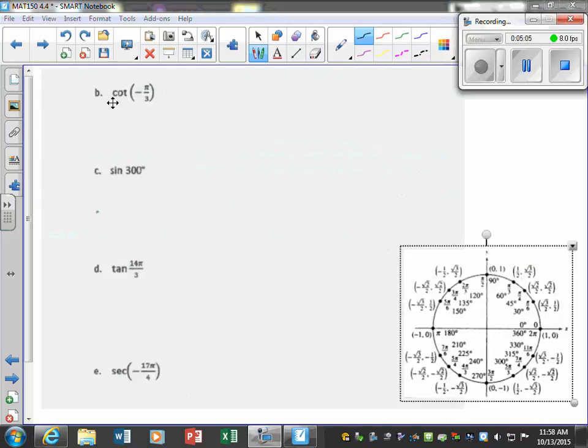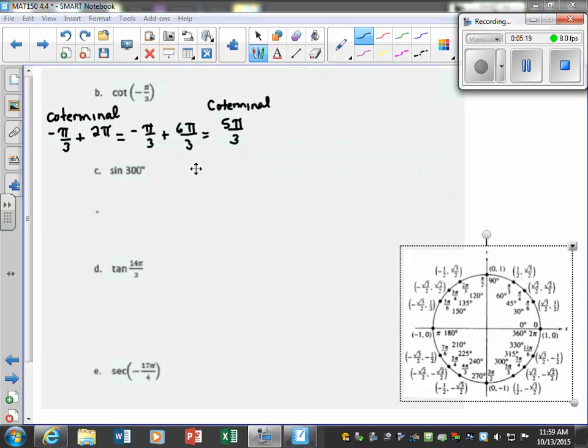Okay, so cotangent of negative pi over 3. First of all, is this on the unit circle? No, so this means we need to find coterminal. So pause it, find coterminal. Okay, so we added one revolution, which is 2 pi, with a common denominator. Coterminal is 5 pi over 3. We look on the unit circle. Yes, it's here, in this location.